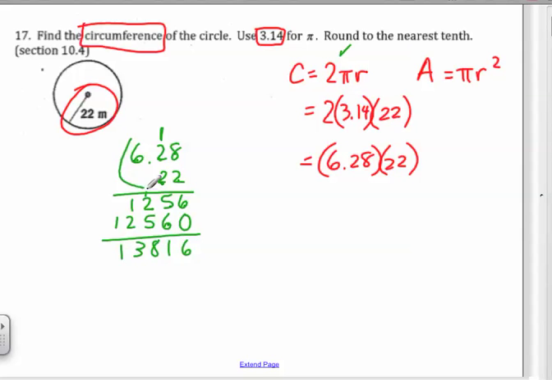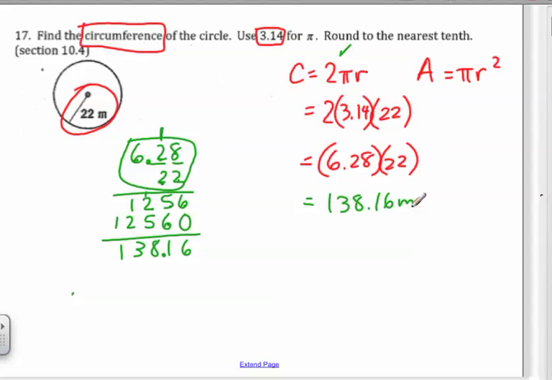And since when I look at both of these numbers, 2 of them are behind a decimal point, that means 2 numbers in my answer need to be behind the decimal point. So I'm going to get 138.16 meters is the circumference of the circle. Round to the nearest. Oh, it says round to the nearest 10th. Thank you, Alex. Thank you, Nico.